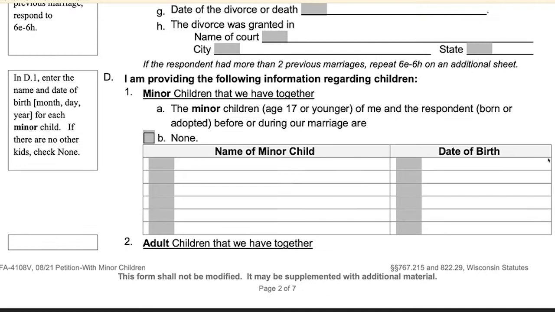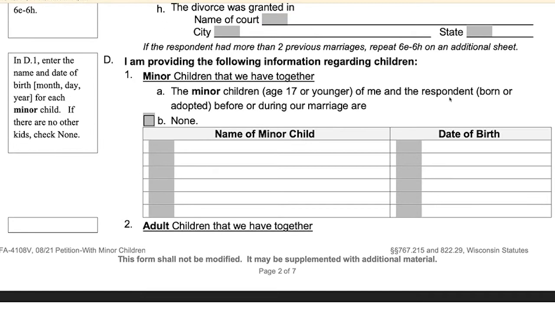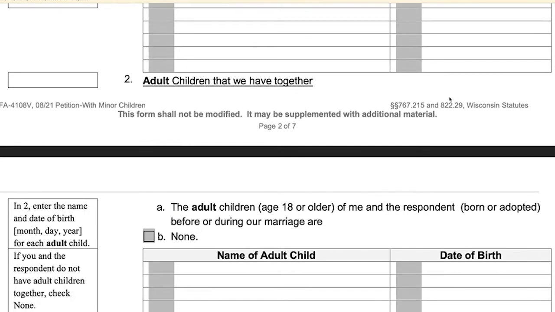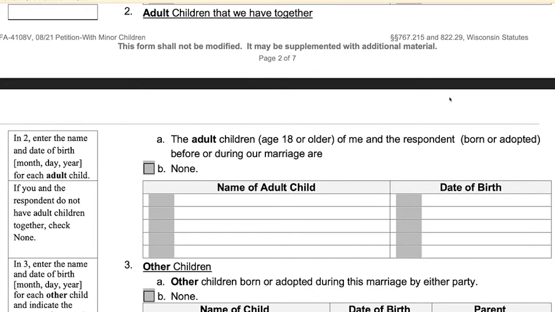Once again, this is a petition for divorce with minor children. So any child 17 or younger that was either born of the marriage or adopted before or during the marriage, you need to list them. So these are the minor children, 17 or younger. Then the form will go on to ask you about any adult children, so 18 or older. Go ahead and list them.